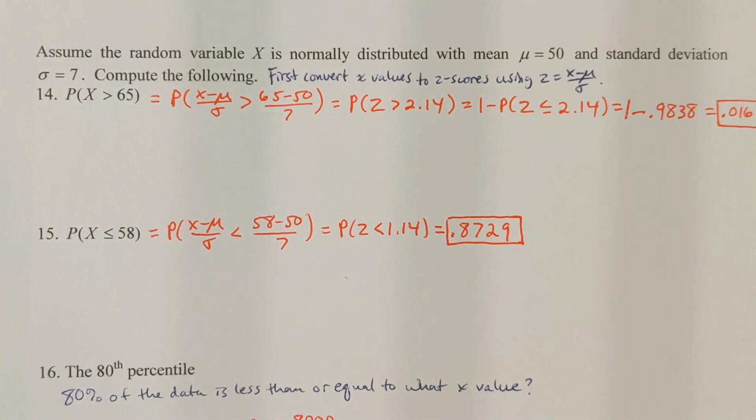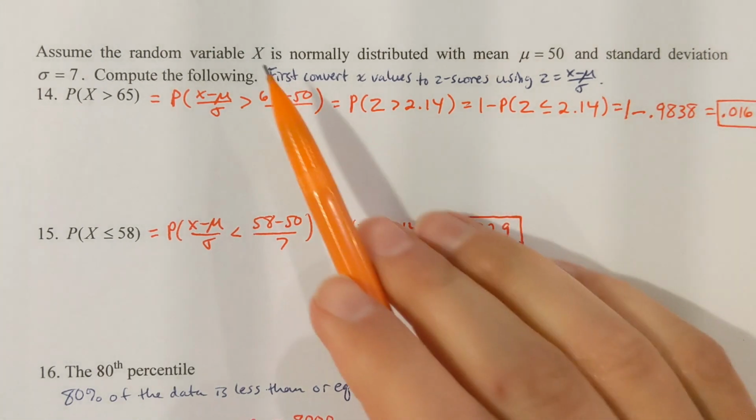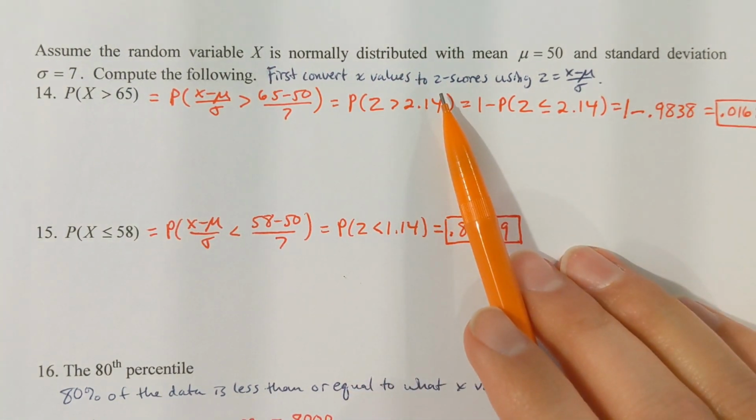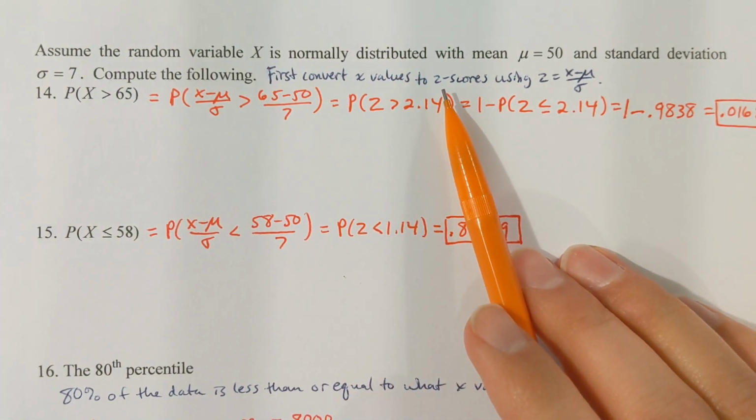So assume that the random variable x is normally distributed. That means that I'm looking at a histogram, and the shape of the histogram is bell-shaped and symmetric. The mean is 50, and the standard deviation is 7. We're going to do the following calculations. Now, the first thing always is to convert the variable x to a z-score. That is always going to be step one.